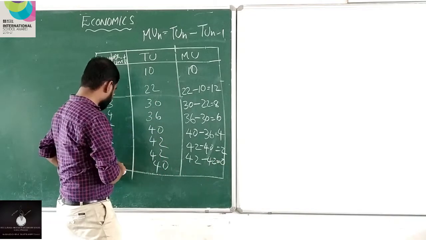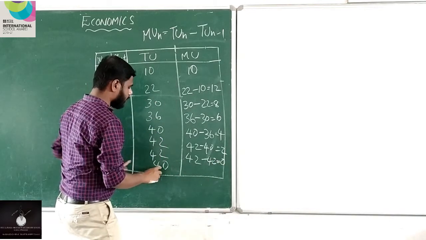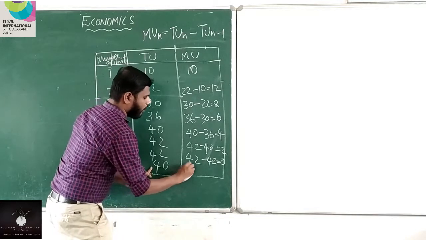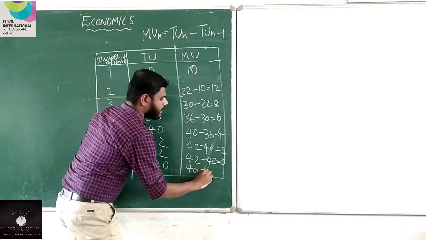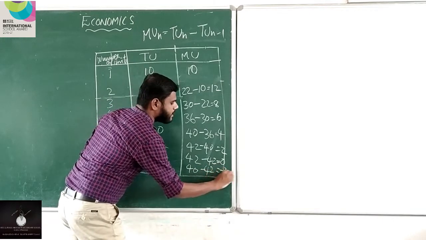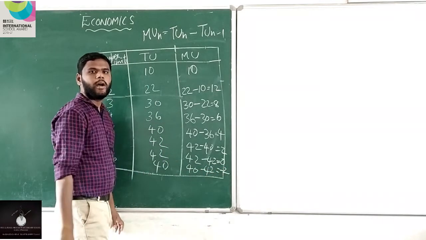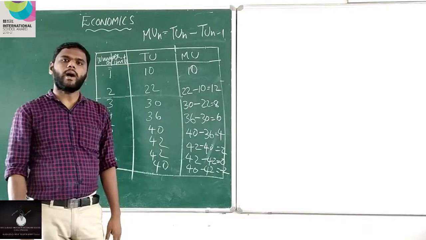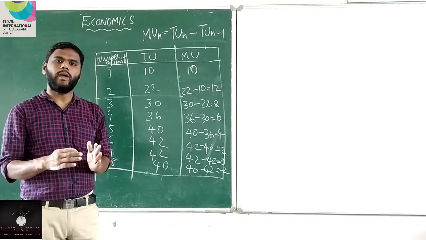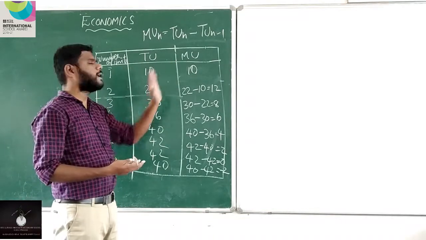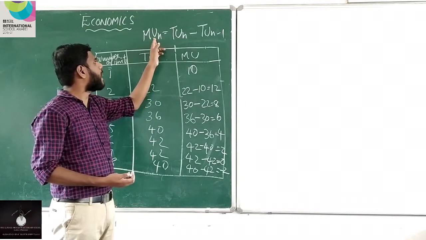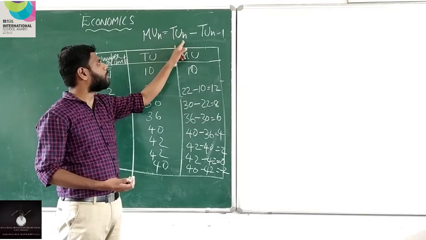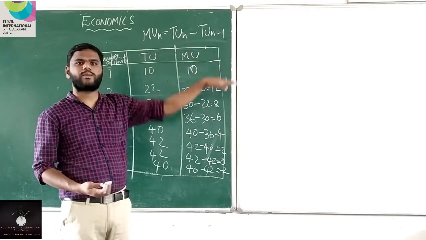And the next one is the 8th one. The 8th one TU is equal to 40. 40 minus 42 is equal to minus 2. Now you understood how we found marginal utility. So the equation for finding marginal utility is MUn is equal to TUn minus TUn minus 1.